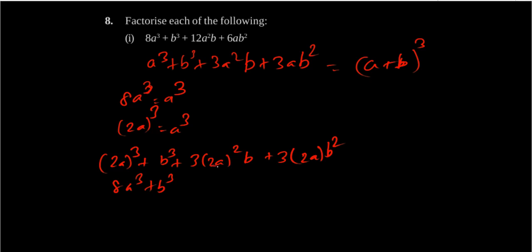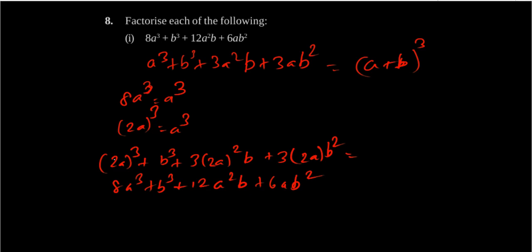For this term, 2 square is there, 2 is inside the square. So, 2 square becomes 4. 4 3s are 12. So, plus 12a square b. And here, 2 is outside, not squared, 3 2s are 6. So, plus 6a b square. So, it is exactly matching with the given problem. So, it is in this format.